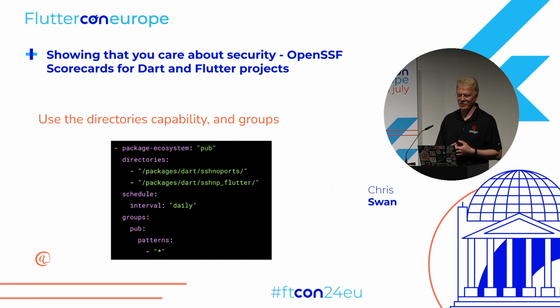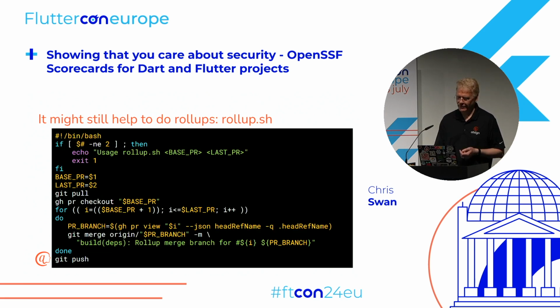In this case, I've just created a group that I've called pub. I've given it the pattern of star. And what that'll do is bundle up all of my pub pull requests into a single pull request. So this morning, for that Debian change that rippled through into Dart, I got one pull request for 6 changes. Whereas just a few weeks ago, I'd have got 6 pull requests, and then I'd have had to manually roll them up.